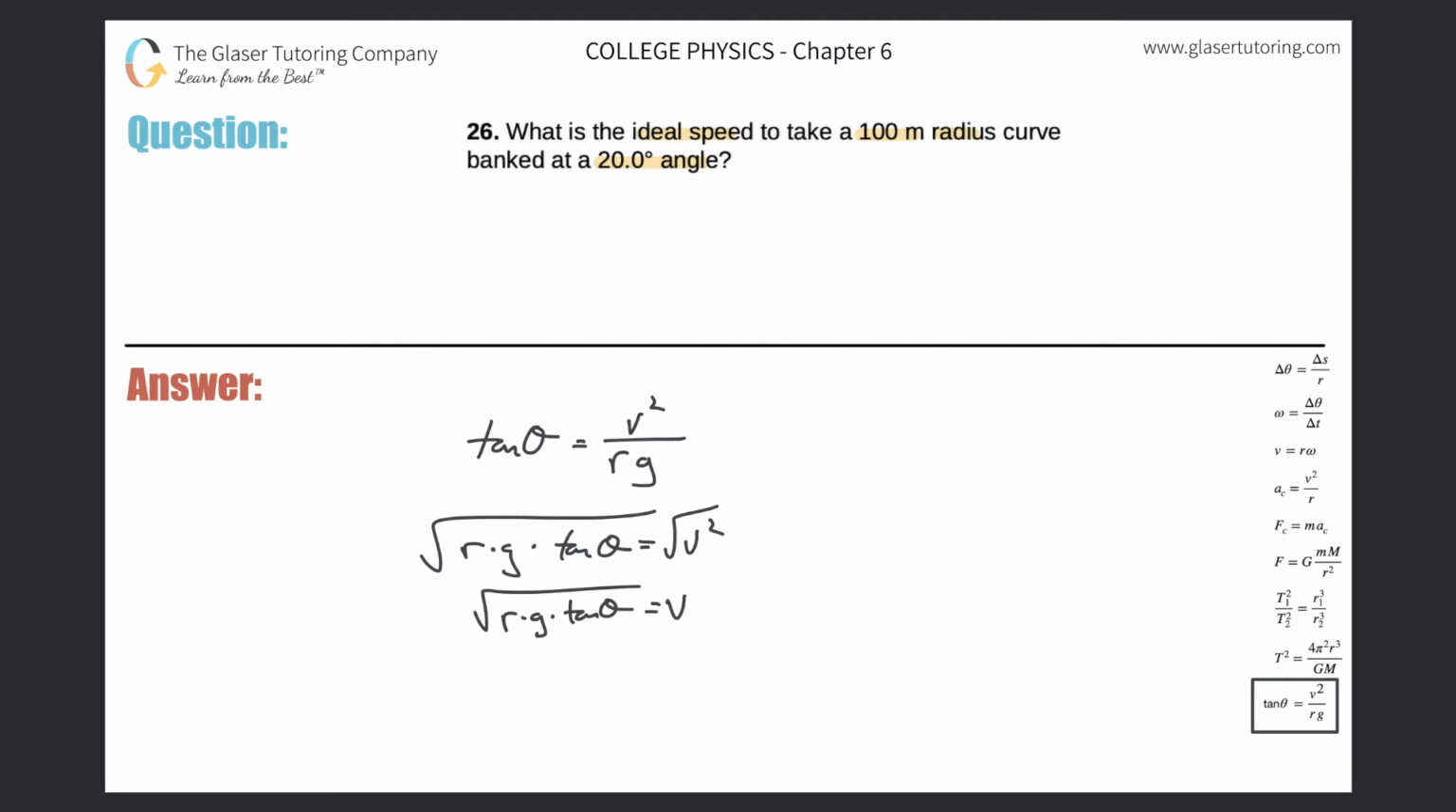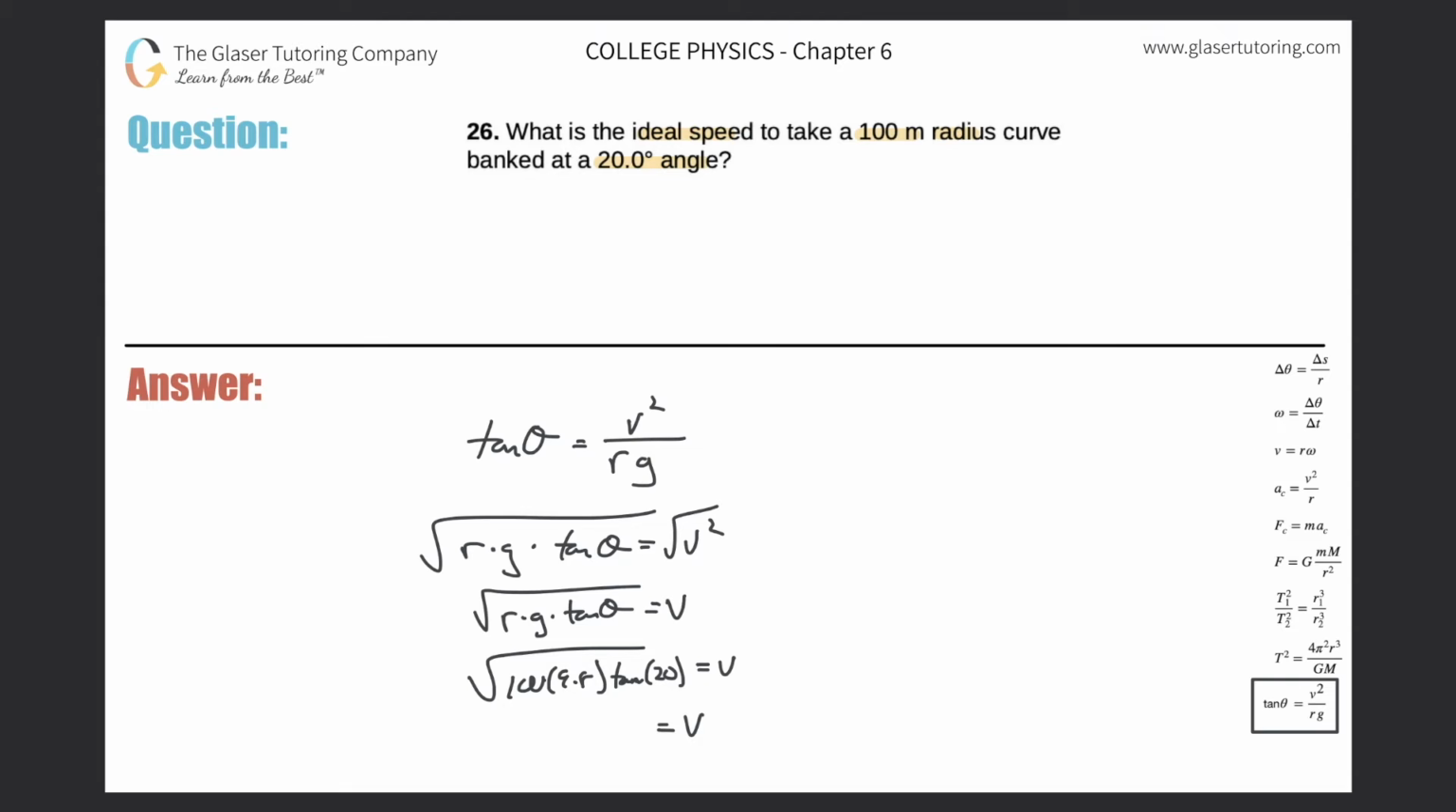And look, we now know all the pieces, right? We know the bank angle, that's 20 degrees. We know the radius, it told us 100 meters. They're all in the right units. And G is obviously 9.8. So we just plug everything in and solve. Fairly straightforward here. So the radius is 100, G is 9.8, tangent of 20 degrees, and then that will equal V.